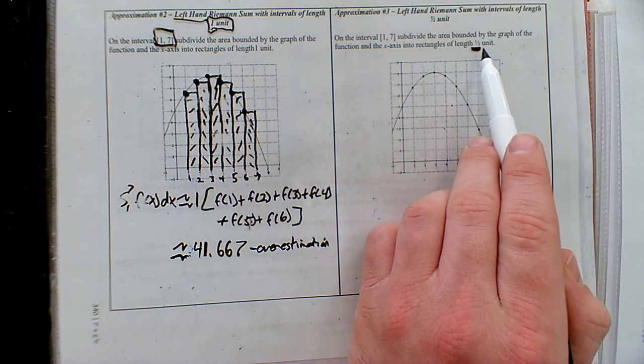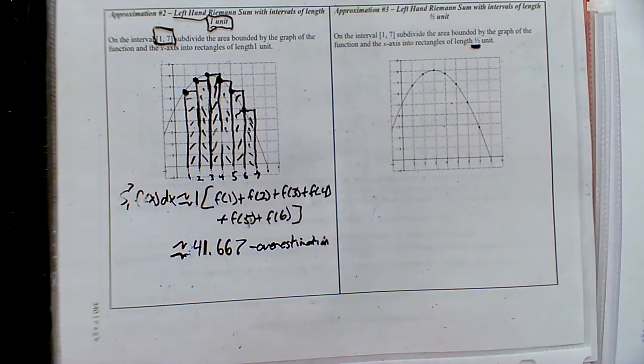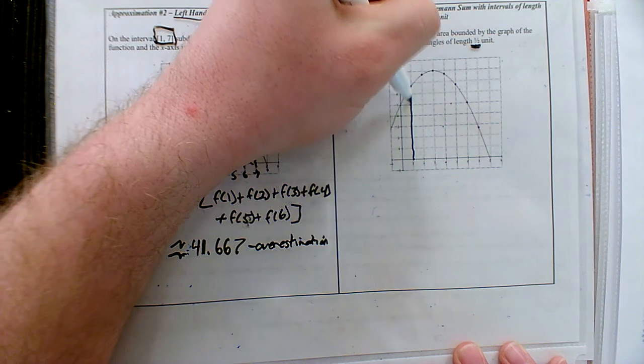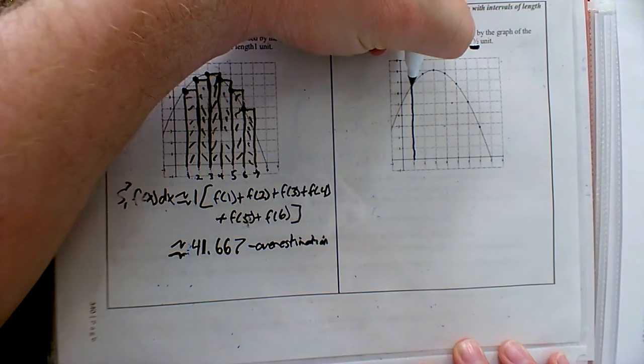So now the interval is only 1/2, so there's going to be a lot more rectangles. So go ahead and start drawing all of those. It's going to be a lot harder to draw because there's going to be so many of them.